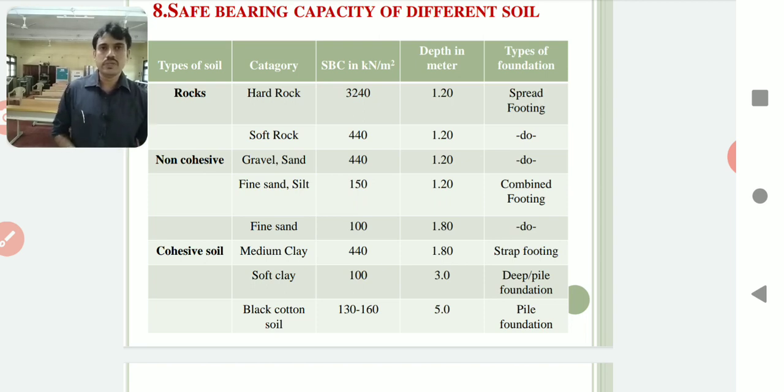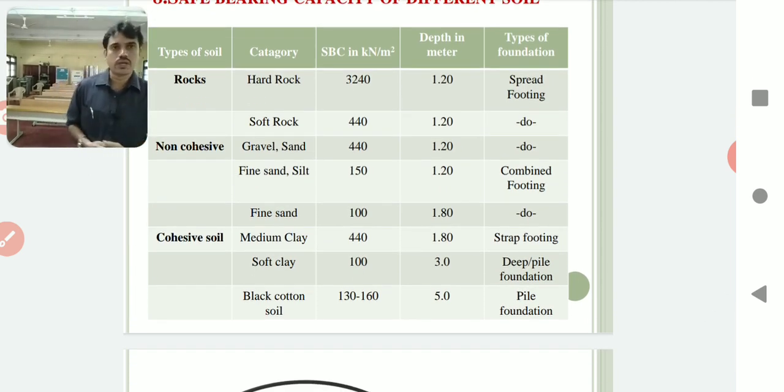And types of foundation, in the next classes we will study different types of foundation. Just observe at a glance. There are different types of footings and foundations there. As we have written here, spread footing, combined footing, strap footing, and deep pile foundation. So we will see in the next classes. But anyhow, again what I am saying is, according to the type of soil, a suitable foundation or footing is laid in order to have the required bearing capacity of soil.